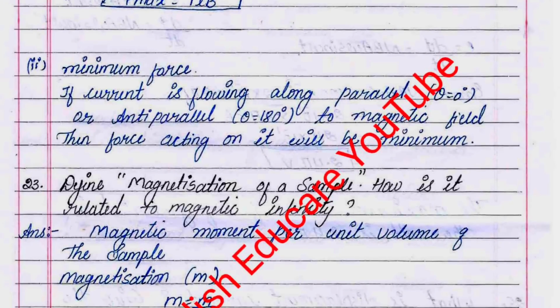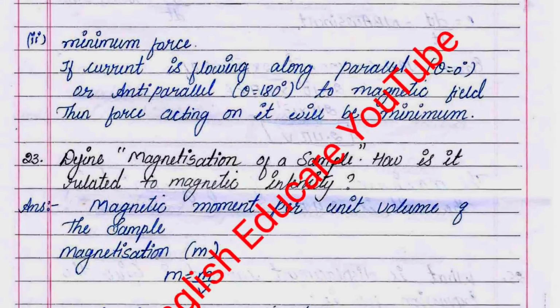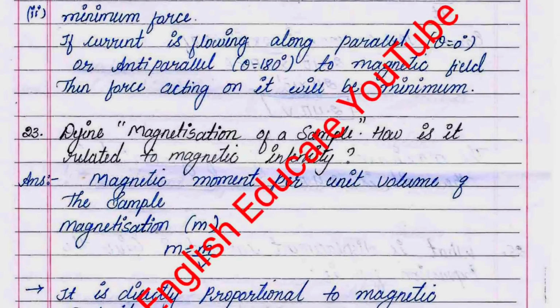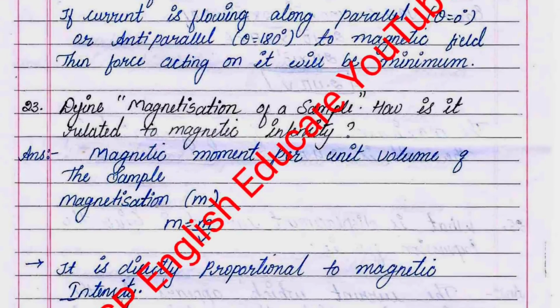23rd. Define magnetization of a sample. How is it related to magnetic intensity? And the answer is below.